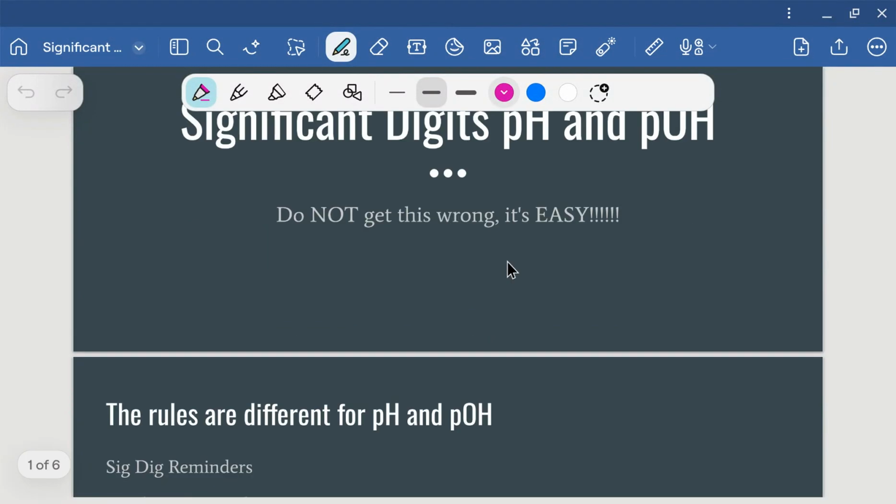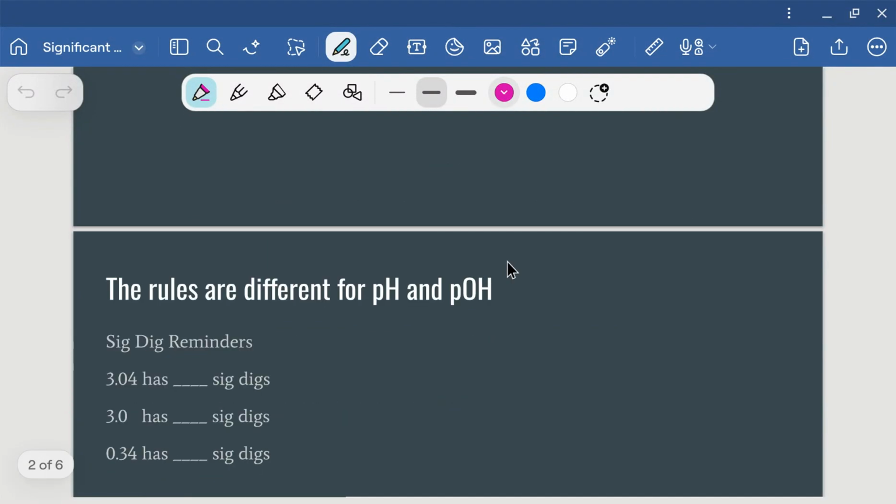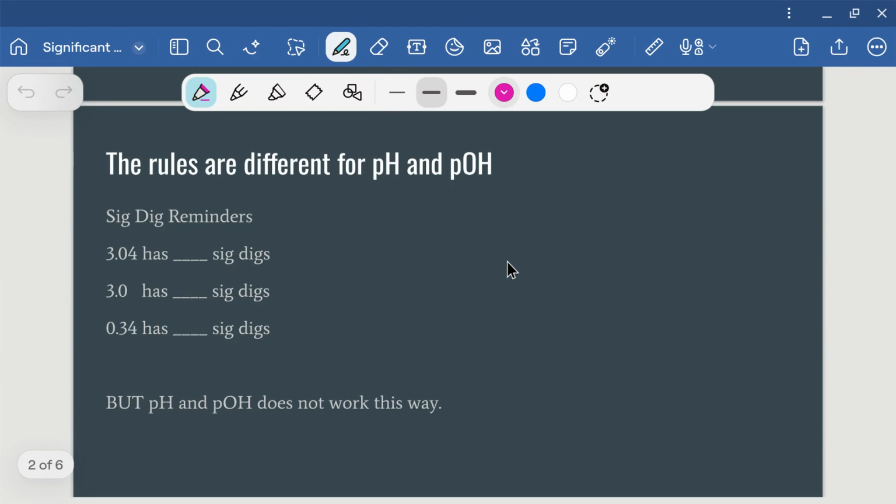On looking at significant digits when it comes to pH and pOH, and just so we make sure we don't get this wrong, because it is pretty easy. So first, just remember regular sig-dig rules. If you have a 0 between two numbers, so any number other than 0 is significant. If it's in between two numbers, it's significant.